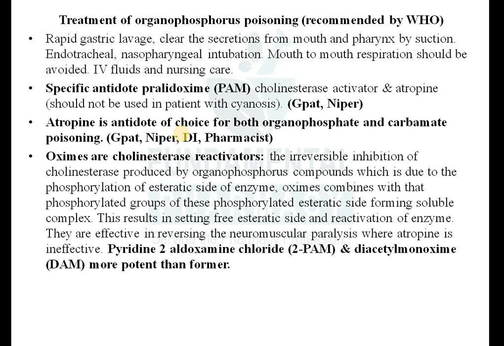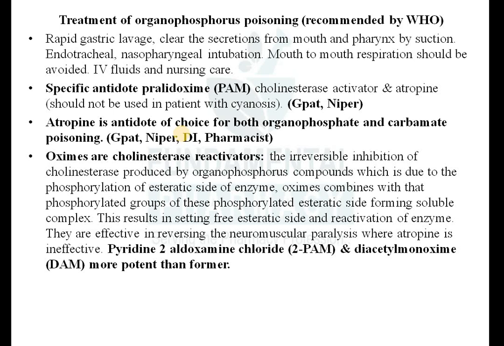So that enzyme is inhibited, and that's why it is not able to metabolize the available acetylcholine, and that's why you are getting the effects, that is muscle spasm, cramps in the GIT, diarrhea, vomiting. Those are nothing but the actions of acetylcholine.